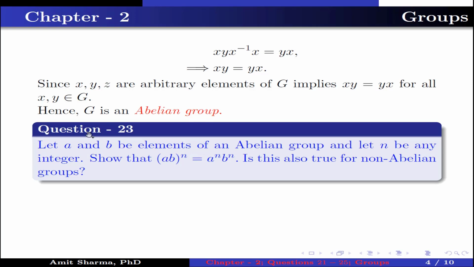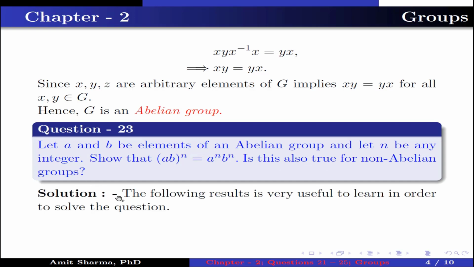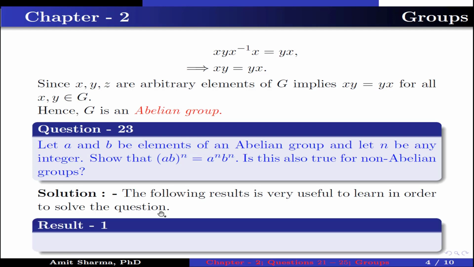Question number 23. Let A and B be elements of an abelian group and let n be any integer. Show that (AB) to the power n is equal to A^n B^n. Is this also true for non-abelian groups? The following results are very useful to learn in order to solve the question. Result number 1. Let G be a group and A belongs to G, then A to the power minus n is equal to (A^n) inverse or (A inverse) to the power n.